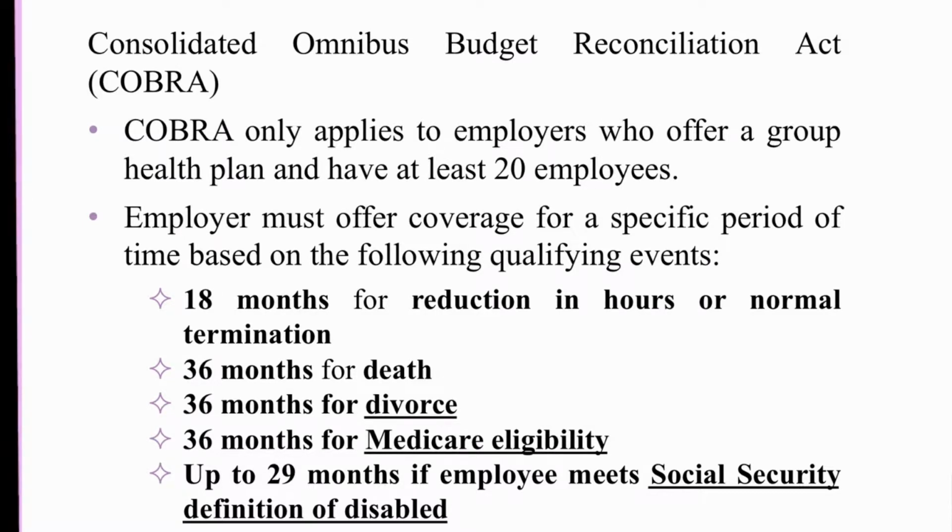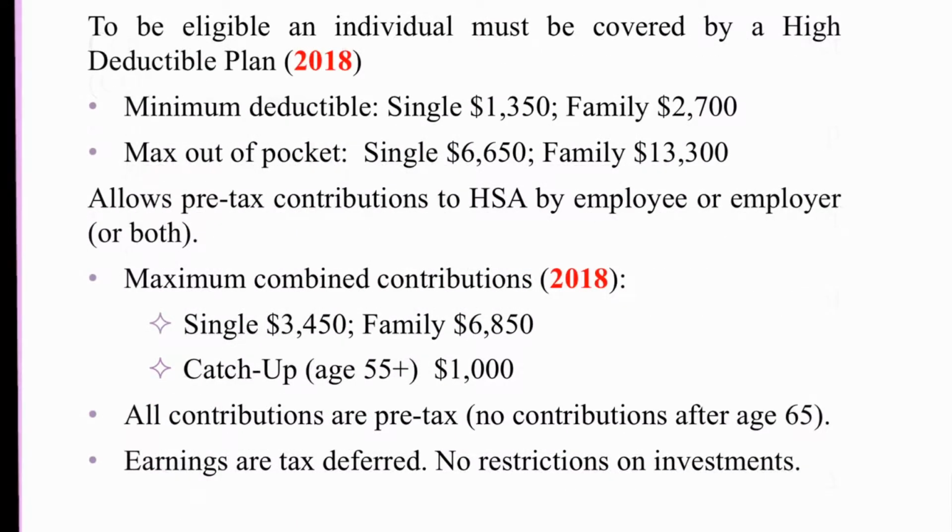You have 18 months if you just voluntarily quit, or you have a reduction in hours, you get 18 months of COBRA. 36 months if your family and your beneficiaries would get coverage if you died. 36 months after divorce, and 36 months for Medicare eligibility. Up to 29 months if the employee meets the Social Security definition of disabled. And I am sure we'll get into that when we get into Medicare later on this semester.